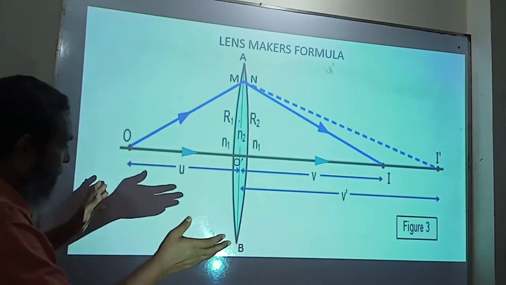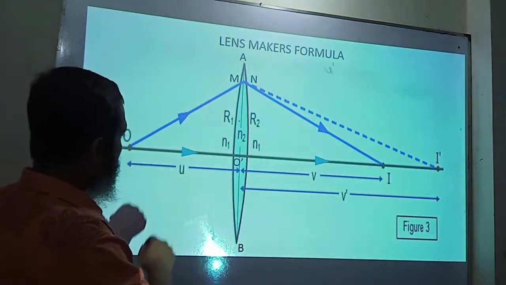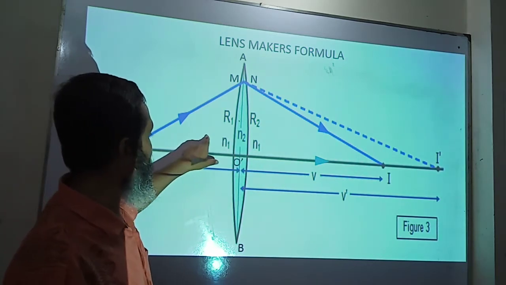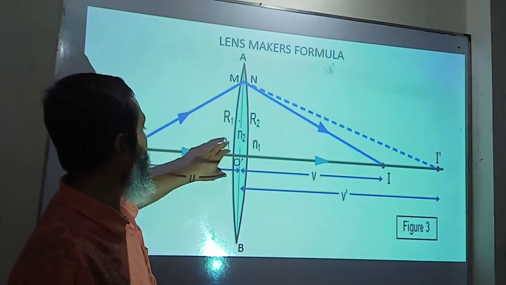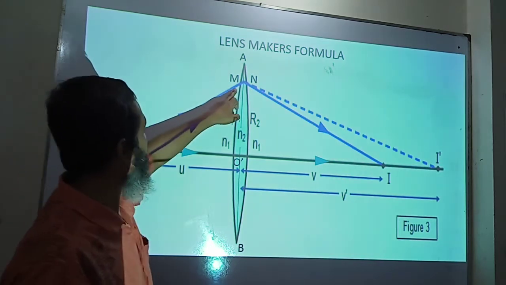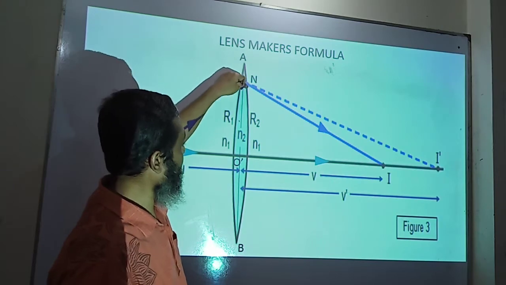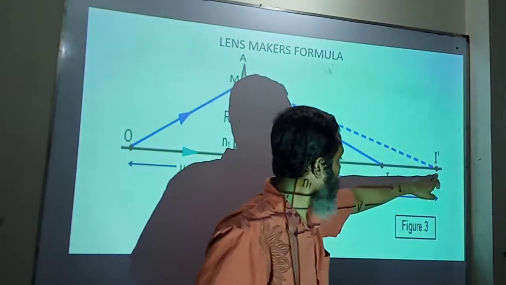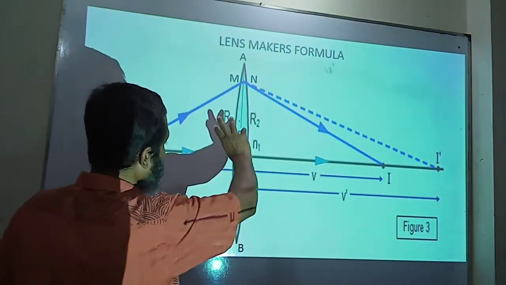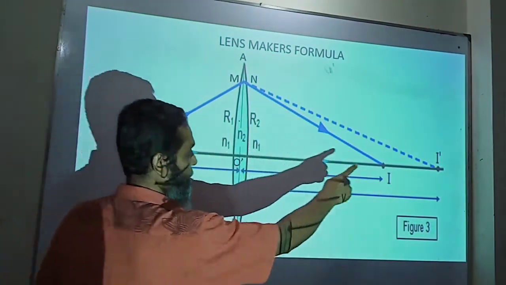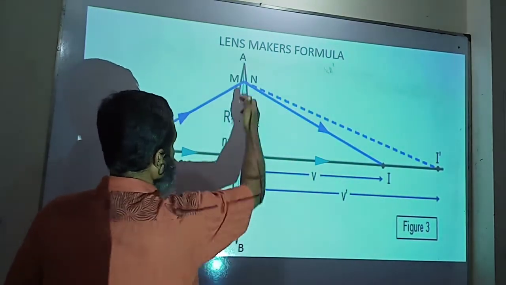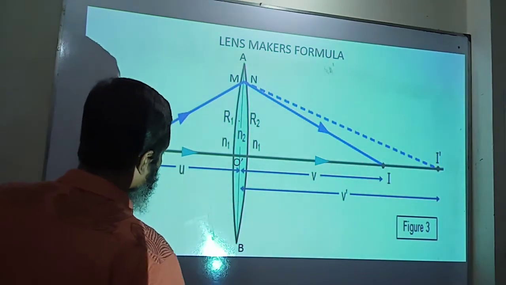Let us see how the refraction occurs here. For our convenience, we consider n1 is equal to 1, on both sides of the lens, and n2 is equal to n. So here O is the object, OM is the incident ray, and NI prime is the refracted ray. I prime is the image, and this image is formed in the material of the lens. Remember this one. This refraction occurs in the first surface, that is on the surface AMB.